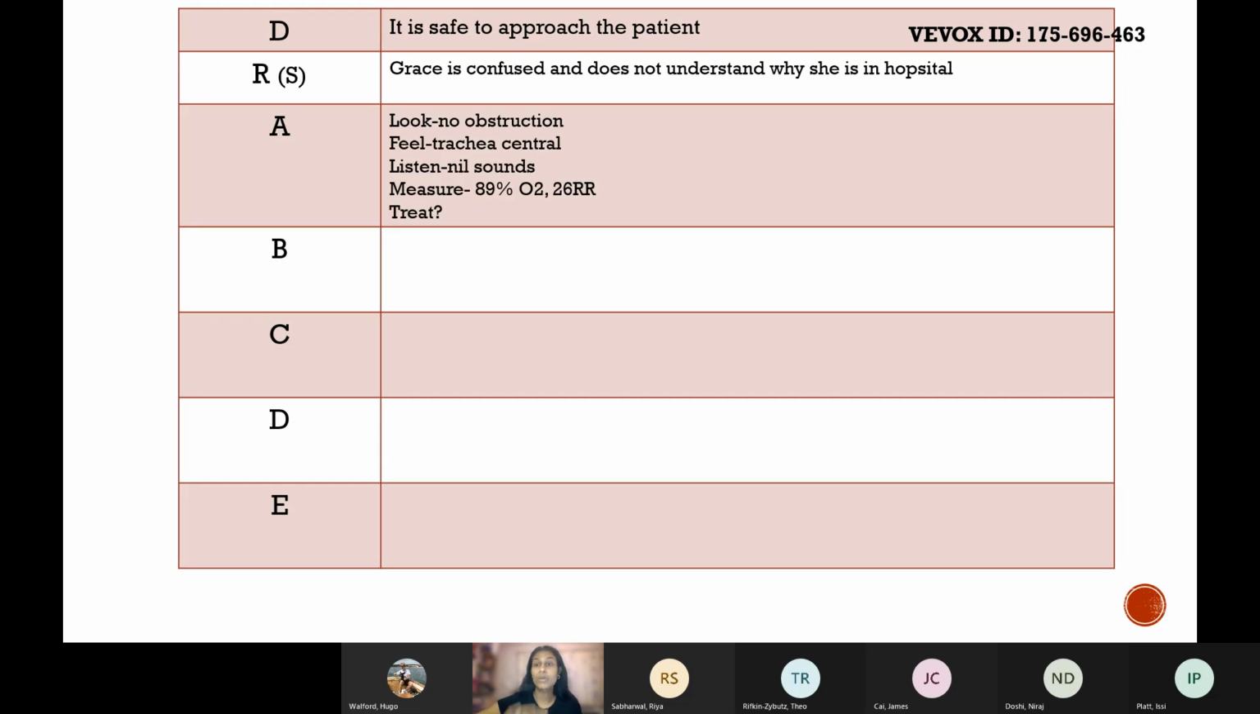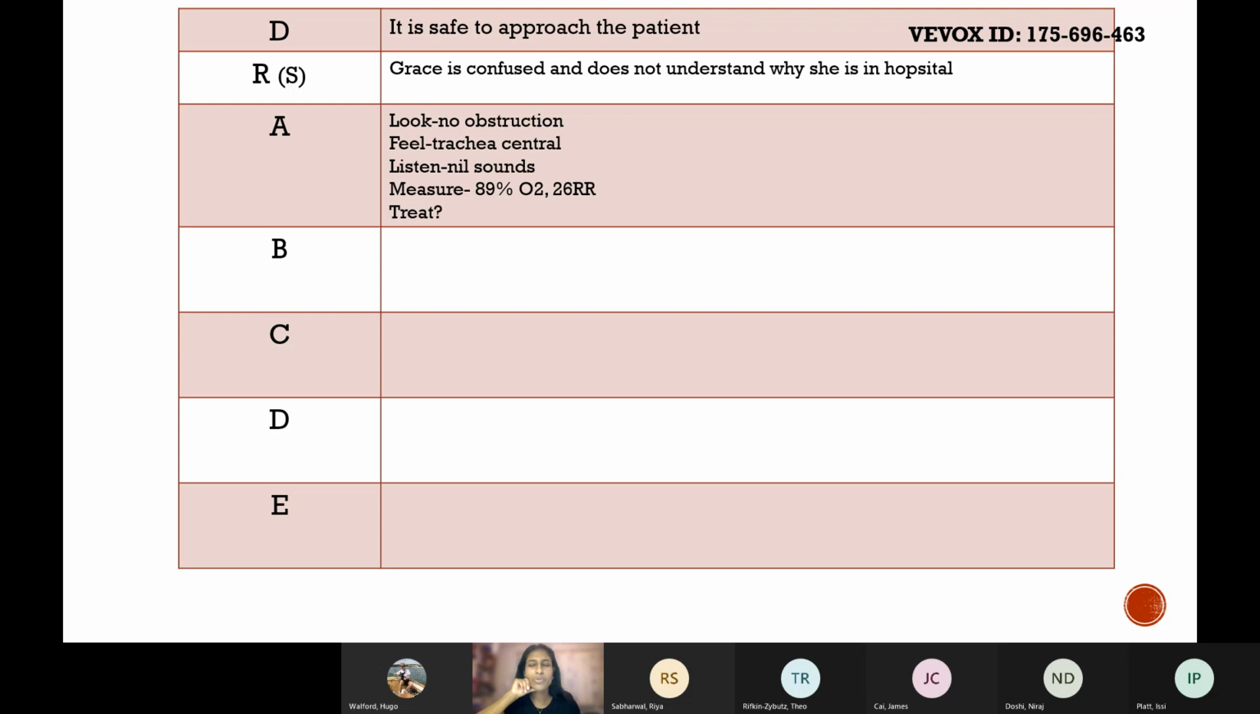Oh, I'm sorry, trachea isn't airway. Well done. So you're looking for any obstructions. There aren't any obstructions. You've checked for the trachea, as Theo said, and it's central. You're listening for any abnormal breath sounds. Everything's normal, and your measurements are 89% oxygen saturation and 26 respiratory rate. What do you guys want to do about those figures?